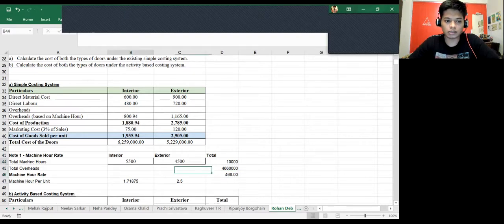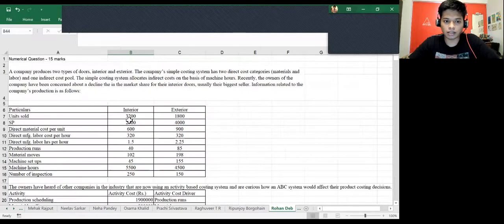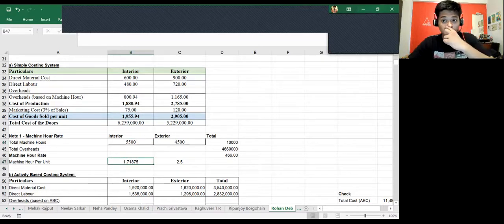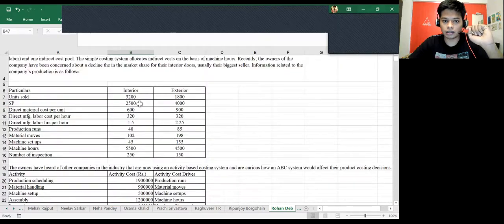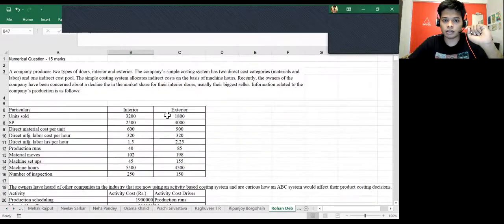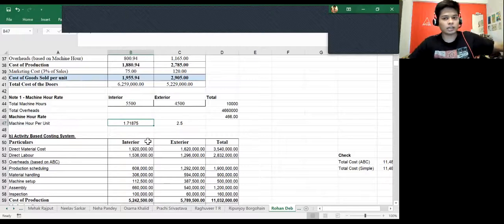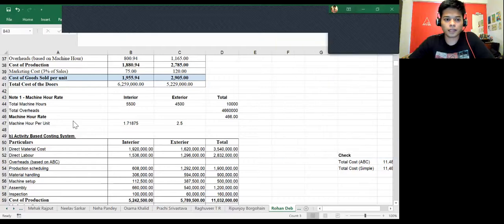Okay. Now this is the total machine hours that are used for one product. We are making 3,200 units and 1,800 units. So for each unit, what is the machine hours being used? 5,500 divided by 3,200 here, and over here 4,500 divided by 1,800. That gives me 2.5 and 1.718 whatever. So this is my number of machine hours per unit.